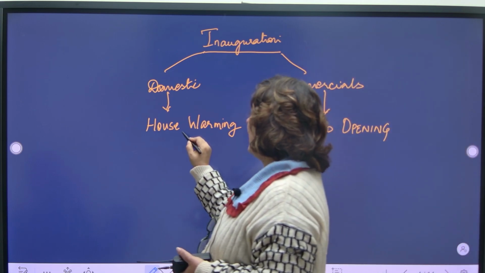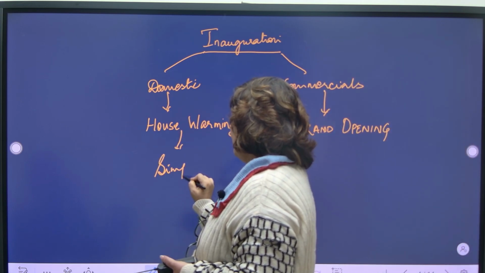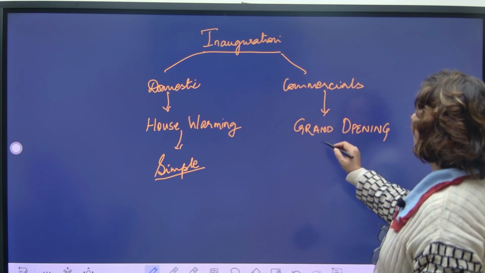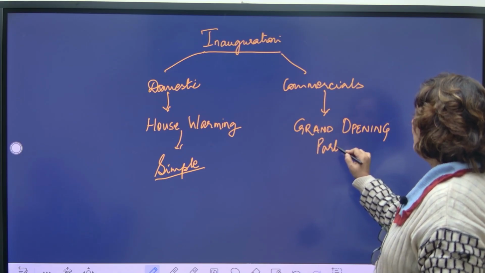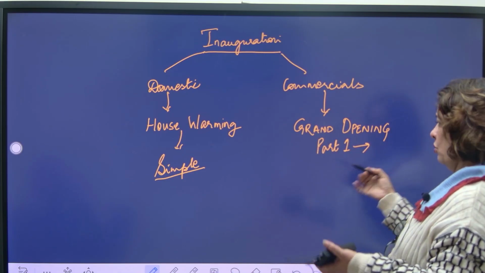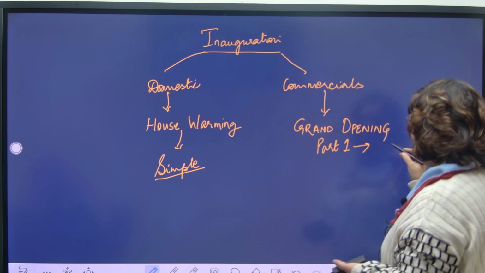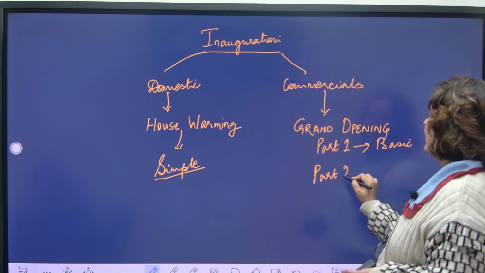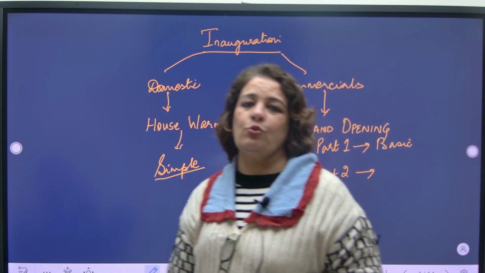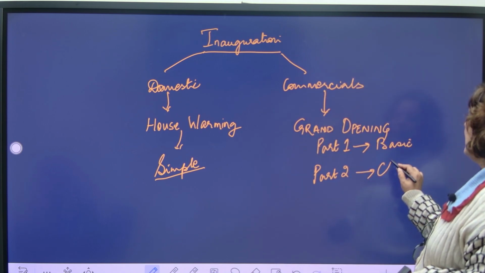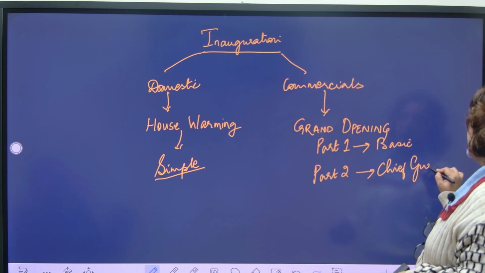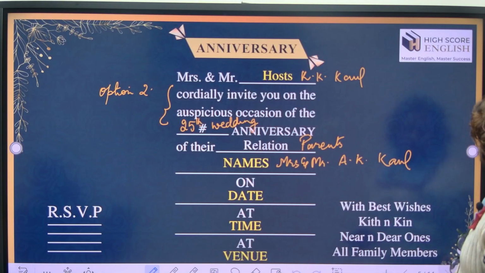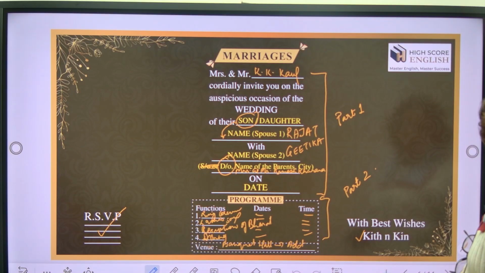Another thing you have to keep in mind, this goes very simple, just like birthday or anniversary. In this, again, there are two parts. Part one, you tell about the whole, you can say the address, the venue, the time, basic information. And part two, you tell who is going to do the inauguration. Some chief guest is going to come here. For a commercial thing, 99% there is a chief guest. Okay, this is what you have to keep in mind. So let us move and let us do the inauguration part.